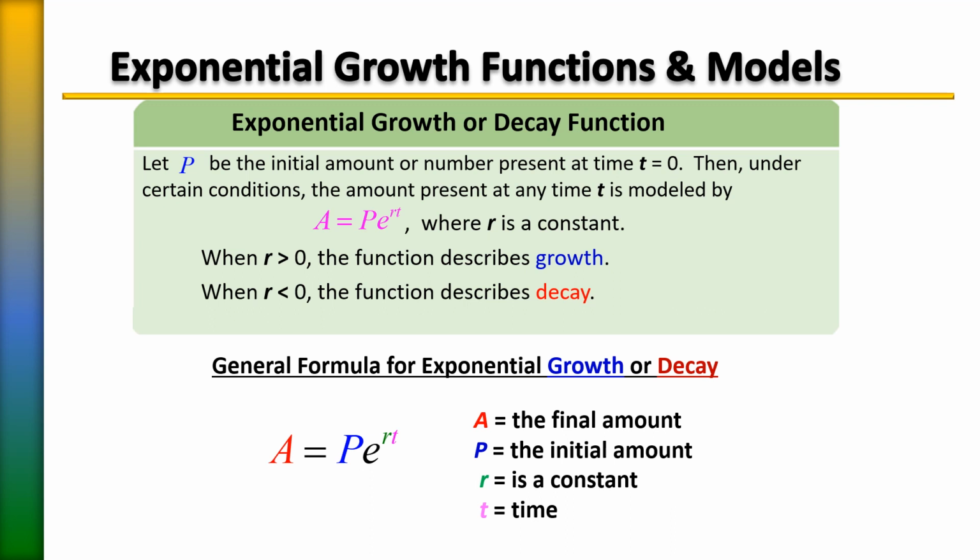Now, when r is greater than 0, then this describes a growth. And when r is less than 0, or a negative number, then that describes a decay. So again, the general formula for exponential growth or decay is A equals P e raised to the rt, where A is the final amount or the future amount, P is the initial amount, r is your constant or your rate, and t is your time.